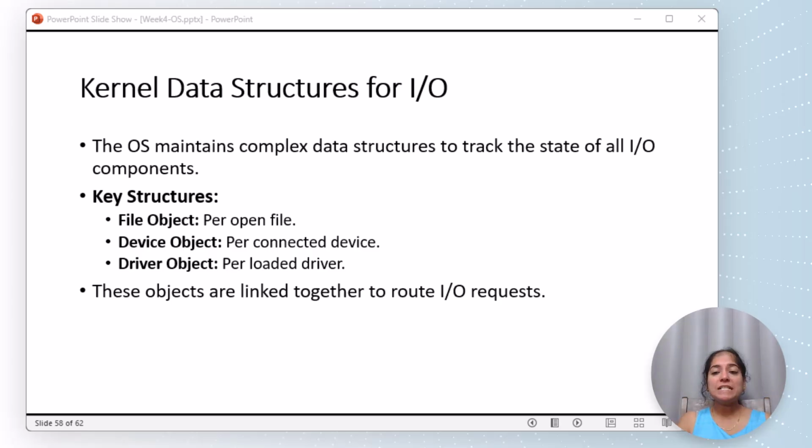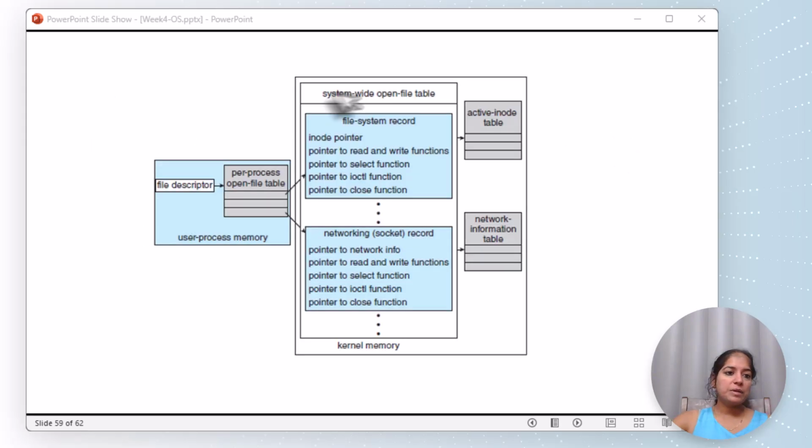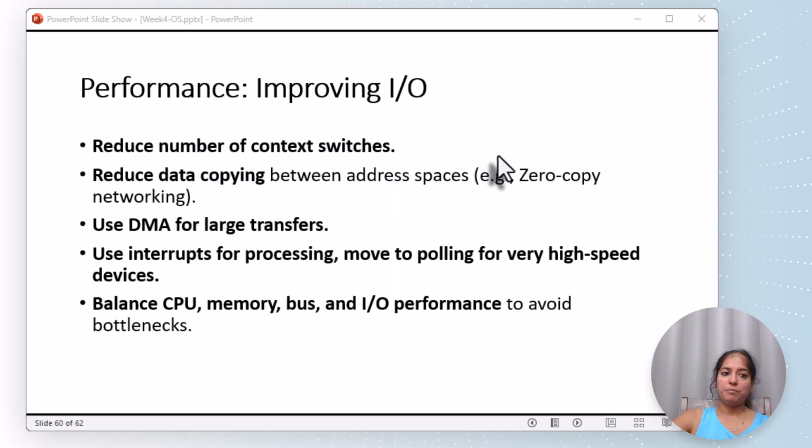So, which data structure is used by our kernel or the processor for input output? The operating system maintains one object of type file for each open file, one object of type device for each hardware unit, and one object of type driver for each loaded driver. So these structures interconnect to route the input output requests correctly. As you can see here, the file descriptor, the system wide open file table is there, and then we have a network information table and active inode table.